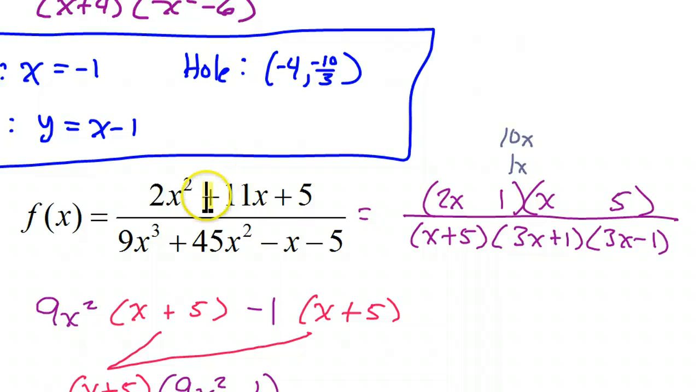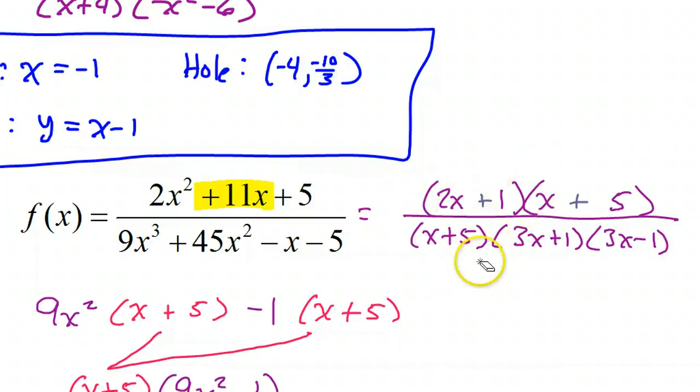We're trying to get this middle of positive 11x. Can I get a positive 11 out of a 10x and a 1x? Well, yeah, it's already given me positive 11. Just leave it as positive and positive. Is that going to give me positive 5? Sure. Positive times positive is positive 5. So that is how you factor the numerator.